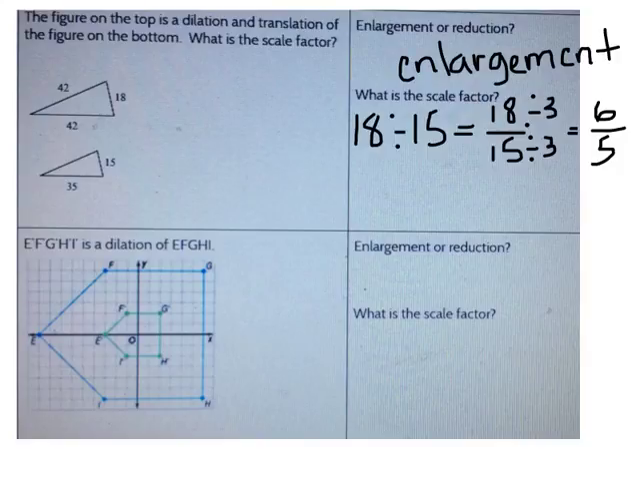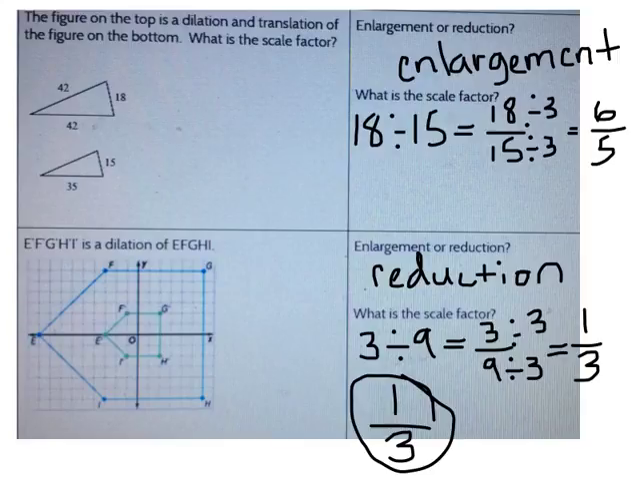EFGHI prime is a dilation of EFGHI. E prime, F prime, G prime, H prime, I prime is the smaller green shape in the middle. Is it an enlargement or a reduction? It's a reduction because it's smaller. What's the scale factor? The scale factor is 1/3.